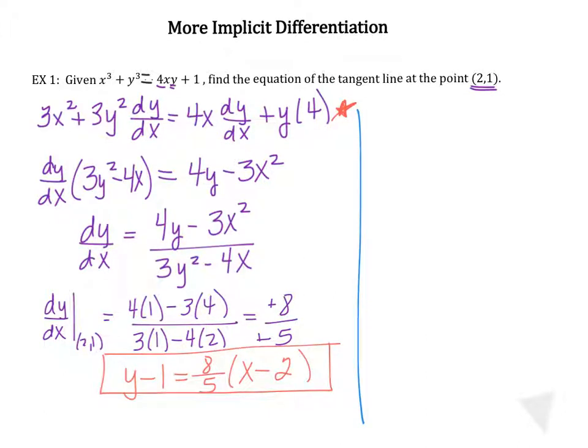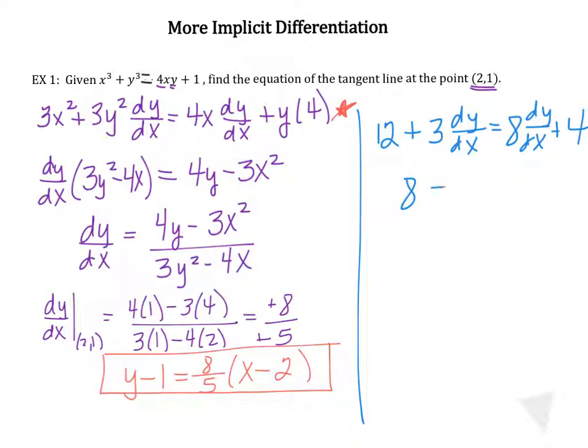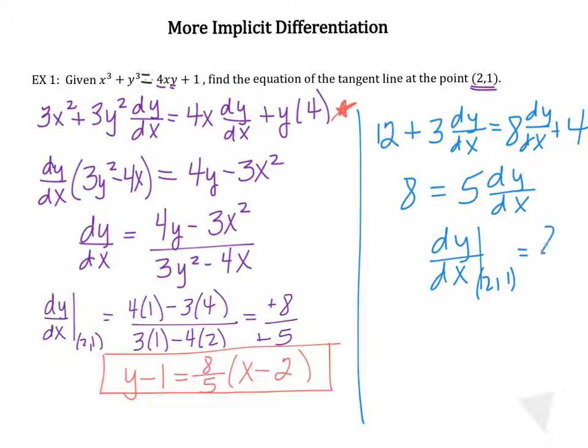I could go in that line and plug in the 2 for x and the 1 for y. So I would have 3 times x squared, so that would be 3 times 4, which is 12, plus 3 dy/dx, because I plugged in y being 1, is equal to 4 times 2, 8 dy/dx, plus 4. And notice what happens is I bring the 4 over here, so that would be 8. I bring the 3 dy/dx over there, that would be 5 dy/dx, and so dy/dx at (2, 1) would be equal to 8/5.